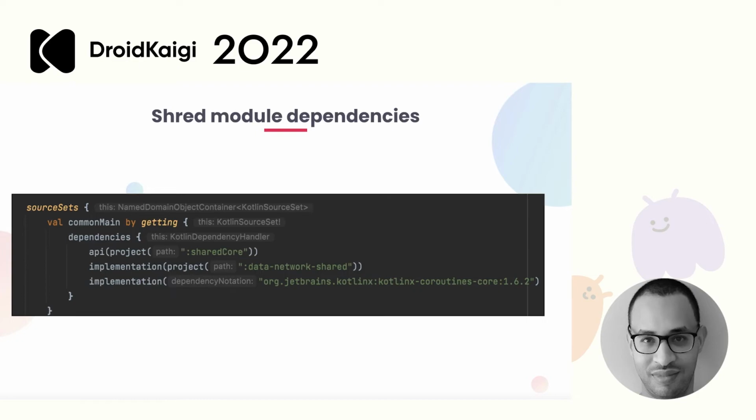With that, we can see our shared module dependencies like this. We can set our shared code as an API dependency, which makes all its public API accessible, and set our data network shared module as implementation.